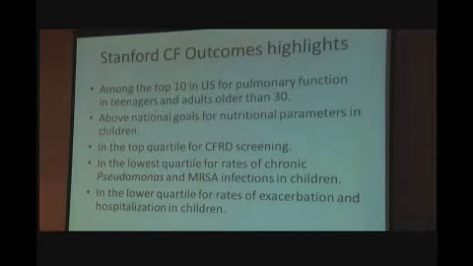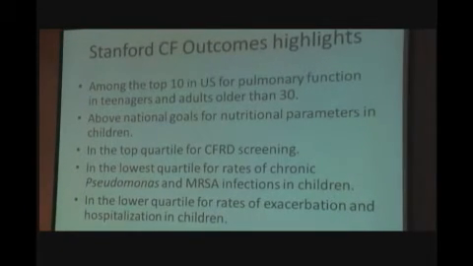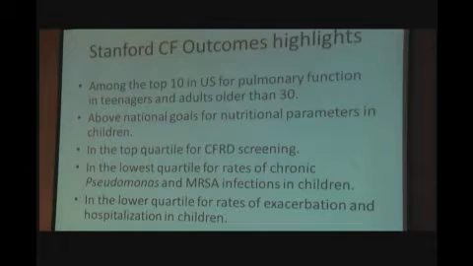So again, these are some of the highlights, just to summarize. We now are among the top 10 in the US for pulmonary function in teenagers and people older than 30. And those are your most challenging groups. So that means that we have figured out something that works really well. We just need to get smarter at dissecting out what are those pieces that we can bring to the other age groups, so we move them all up.